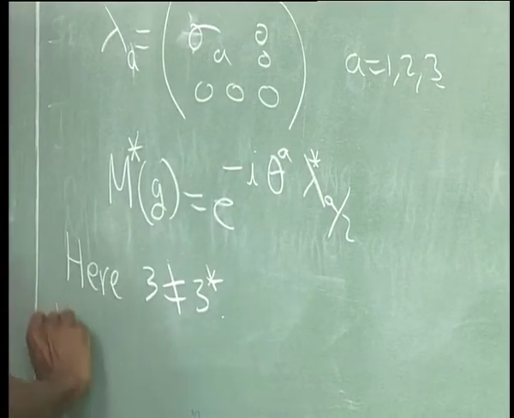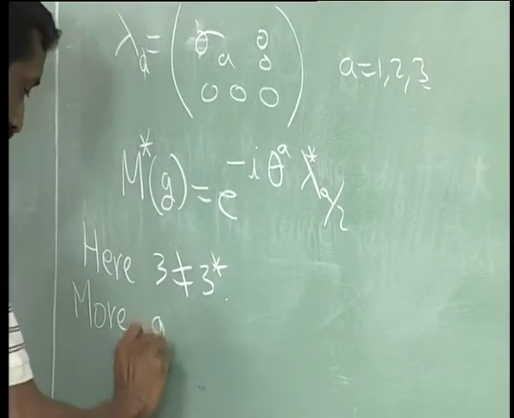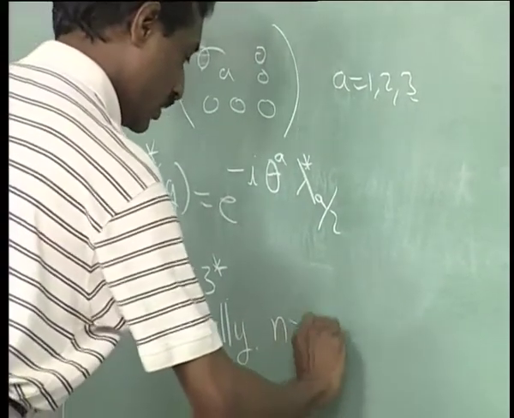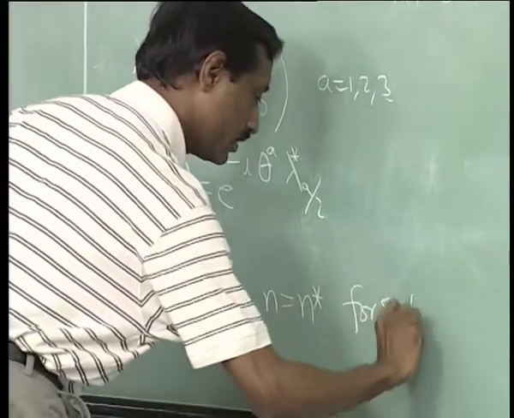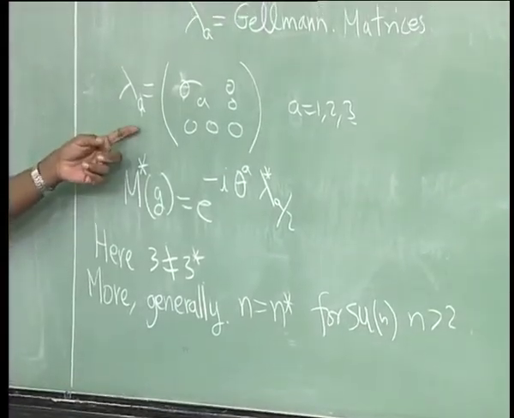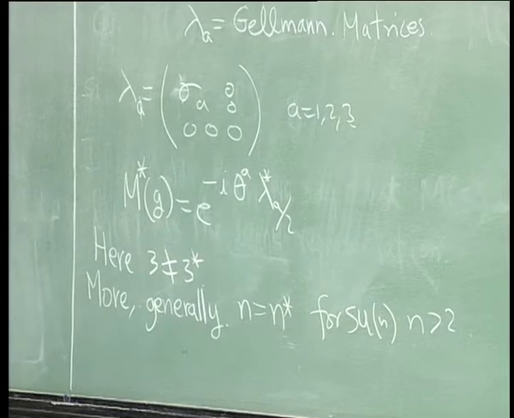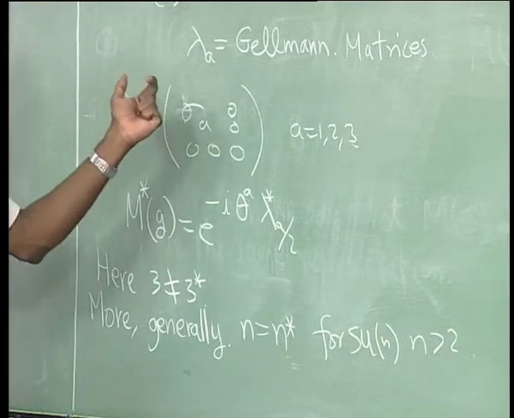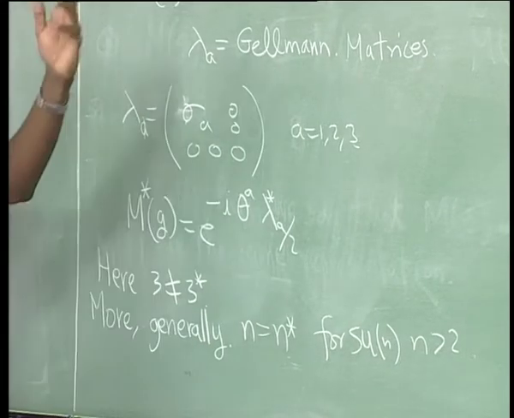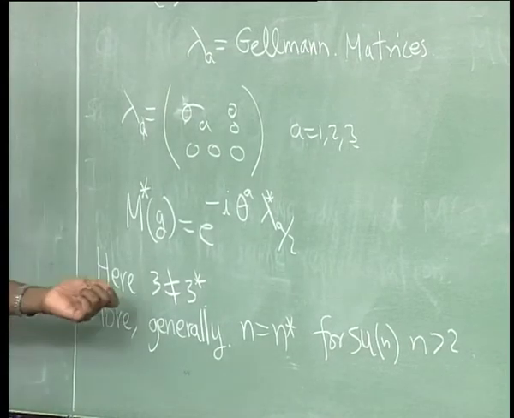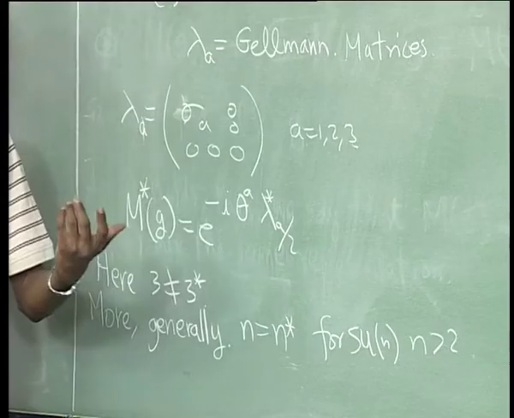In fact, more generally, n is not equal to n star for all SUN for n greater than 2. So, this is actually the more generic case. But there exist representations of SU3 for which that is true. In other words, there might be something else which is say 6 dimensional or actually 8 dimensional for instance. Now that would be real.